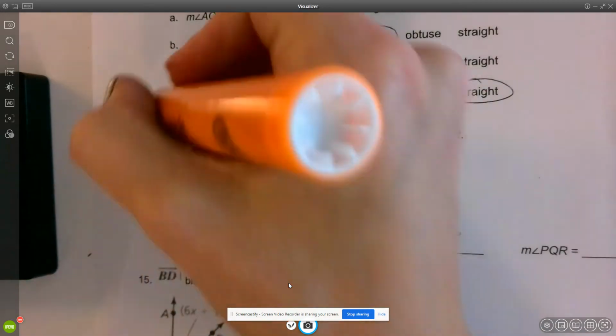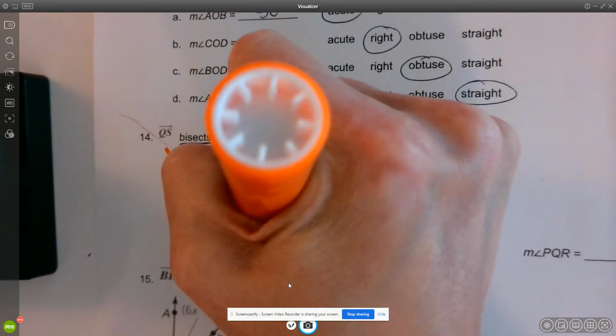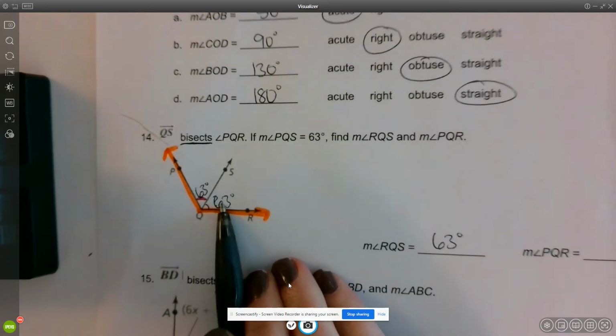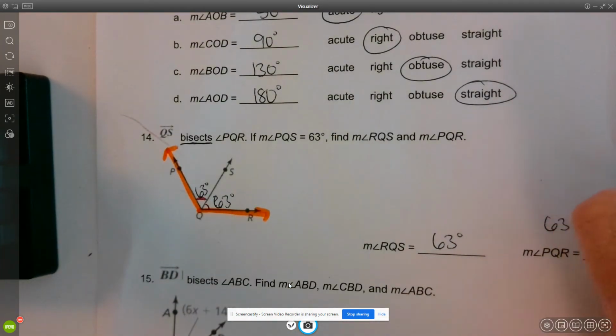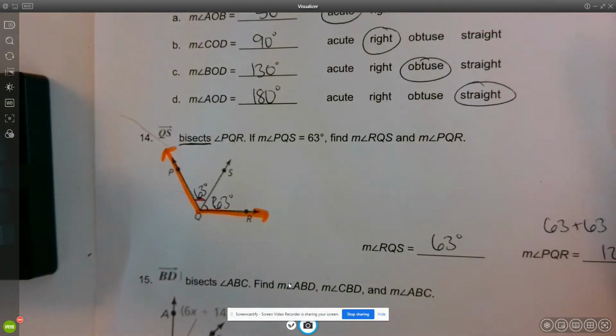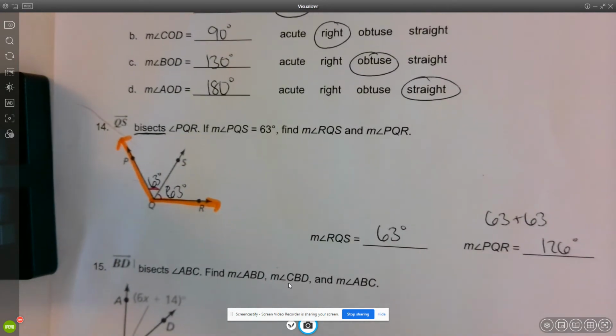And so now to get the measure of angle PQR, the larger angle, I just need to take my two smaller angles and add them together, which gets me 126 degrees. Oops, sorry.